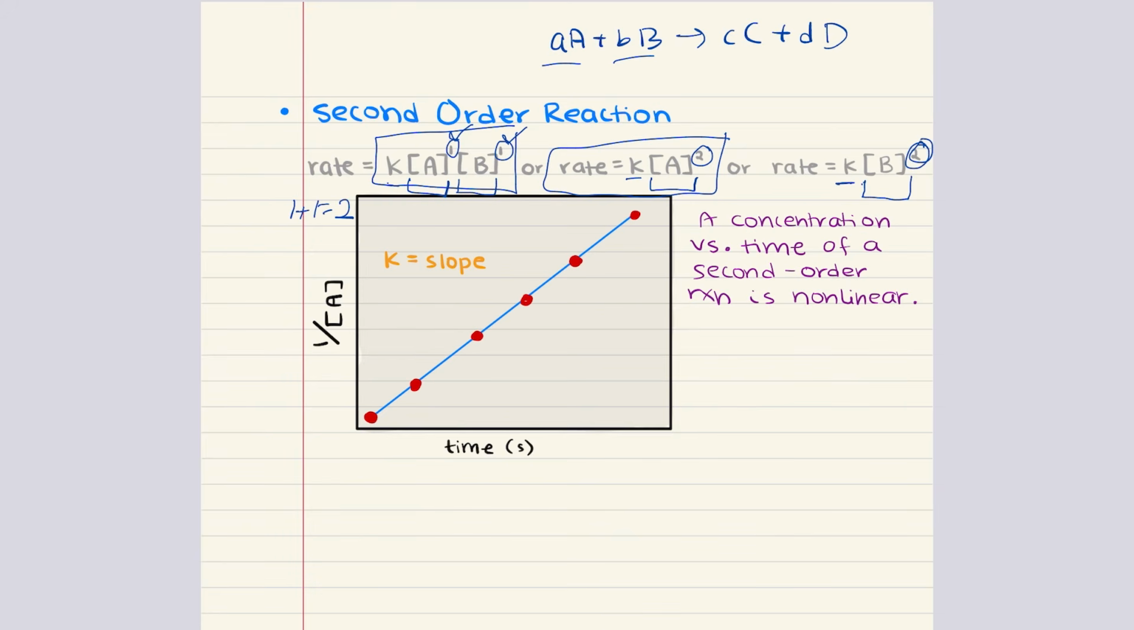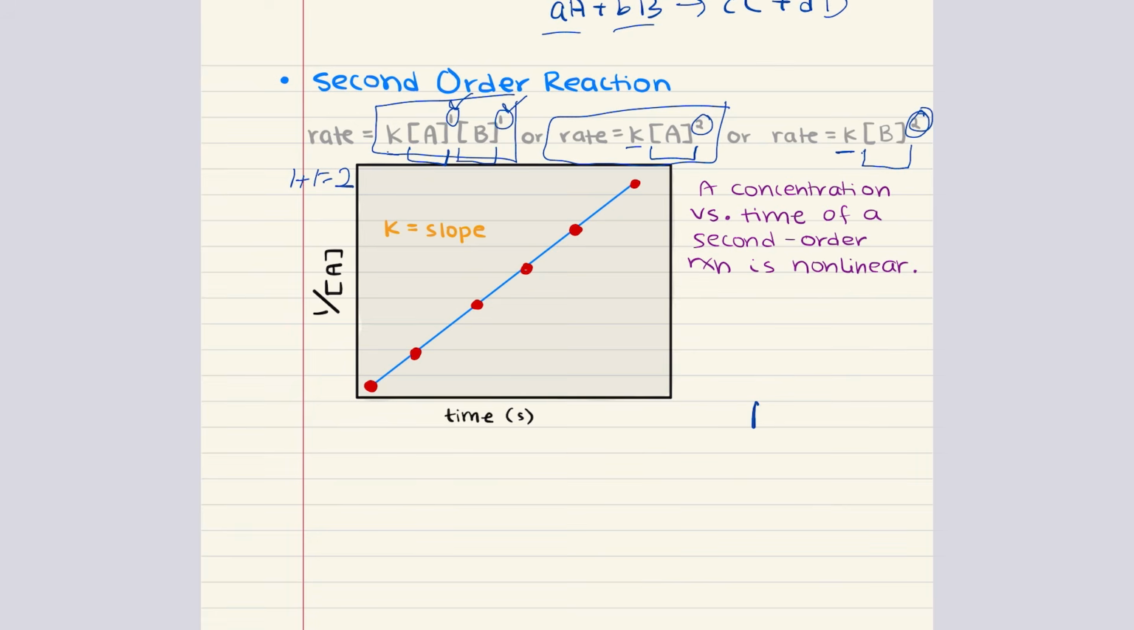Now k here has units of inverse molar, inverse seconds. A second order rate law often suggests that a physical collision between two reactant molecules is necessary for the reaction to occur, especially if the rate law is first order with respect to each reactant.